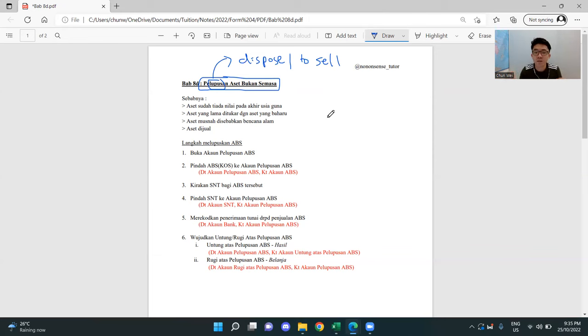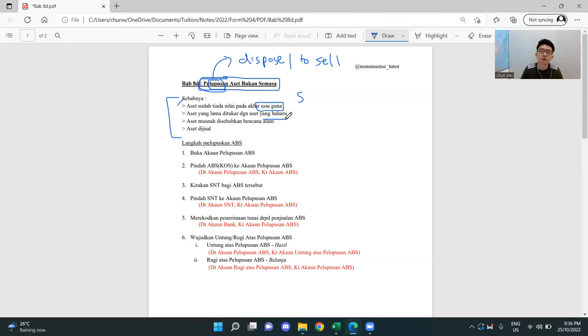pelupusan aset bukan semasa. So, here I already gave you the sebab. Oleh sebabnya, aset sudah tiada nilai pada akhir usia guna. You remember this word? We just talked about it just now, the usia guna. So let's say, come back to the printer example. Let's say the printer only has 5 years of usia guna. Meaning after 5 years, dia sudah tak ada nilai. You cannot use it anymore. You cannot use the printer to print any paper anymore. So I have to either sell it or throw it into the recycle bin or whatever. But once you throw it, you stop using it, we have to record it as a pelupusan aset bukan semasa.